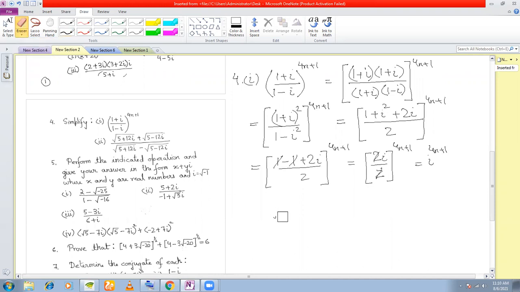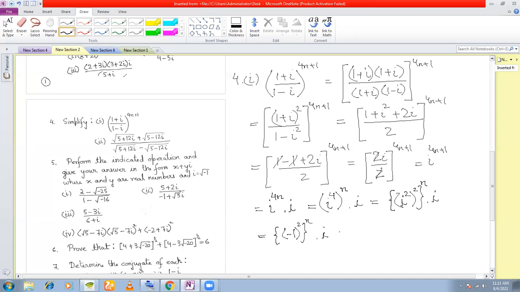Now i to the power of 4n plus 1, we can simplify this further. You can write this as i to the power of 4n into i, which can now be written as i to the power of 4 whole to the power of n into i, which is equal to, now you can write i to the power of 4 as i square of i square, and this whole thing raised to the power of n into i. Now i square you know is minus 1, right? Minus 1 square to the power of n into i. Now minus 1 raised to an even power is 1, so you simply get 1 to the power of n into i, which is equal to i. And that is what your answer is. Okay.